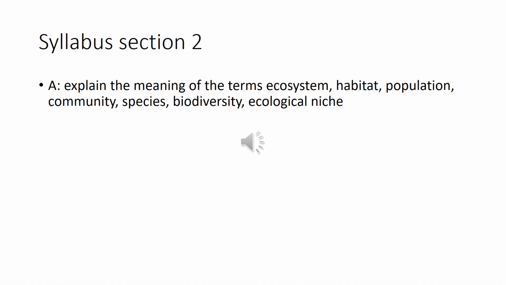In the syllabus section 2A, Cambridge write that the student needs to be able to explain the meaning of the terms ecosystem, habitat, population, community, species, biodiversity, and ecological niche. And remember, it's always a good idea when you're doing review to look at the Cambridge syllabus, because it's a good idea to use the syllabus as a study guide. So I am going to try to go through these today in a way that will help you.